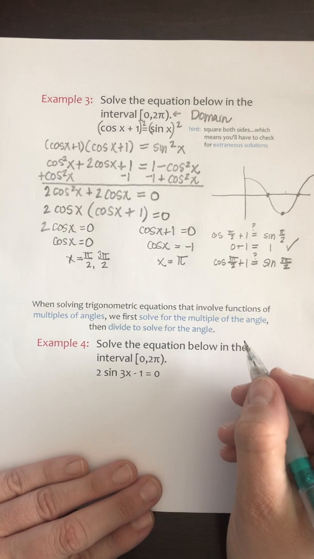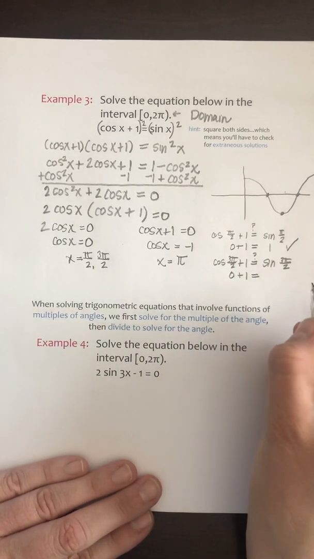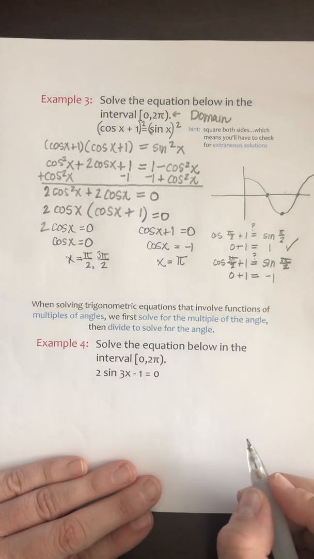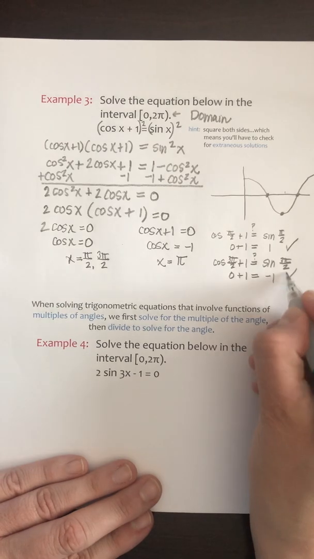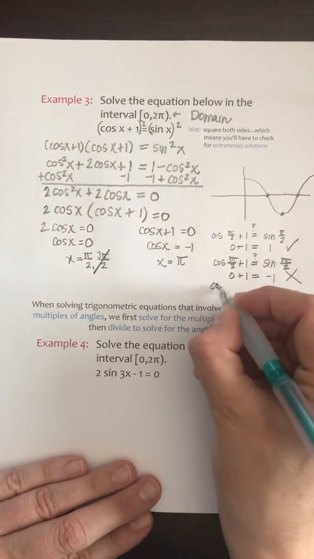All right, so cosine of 3 pi over 2 is 0, and sine of 3 pi over 2 is negative 1. Does 0 plus 1 equal negative 1? No way. So that is not going to be one of our solutions.